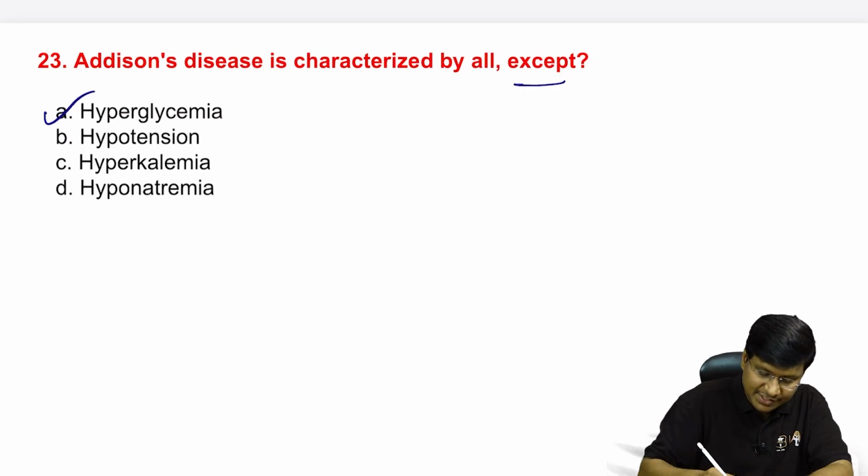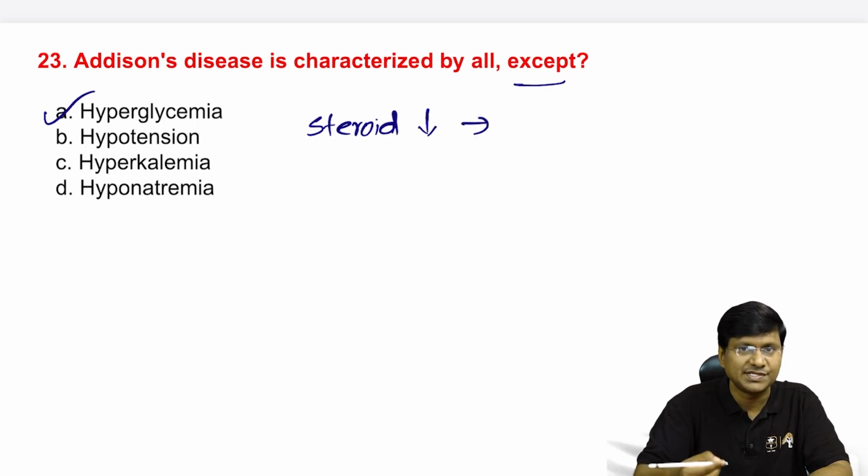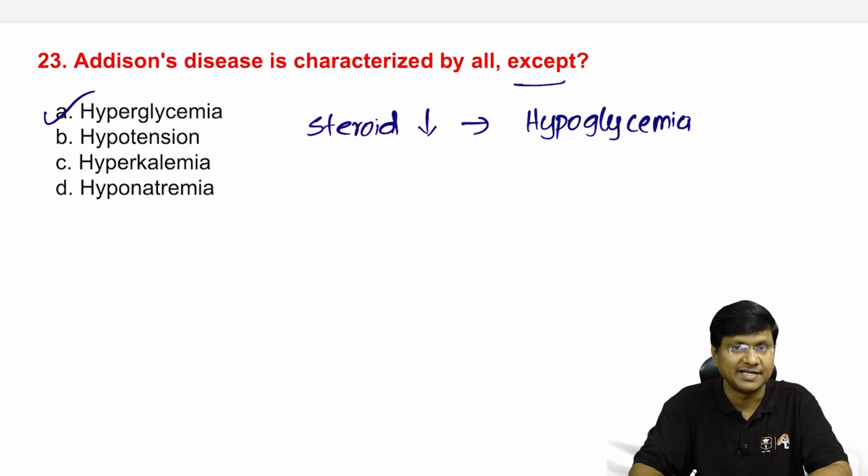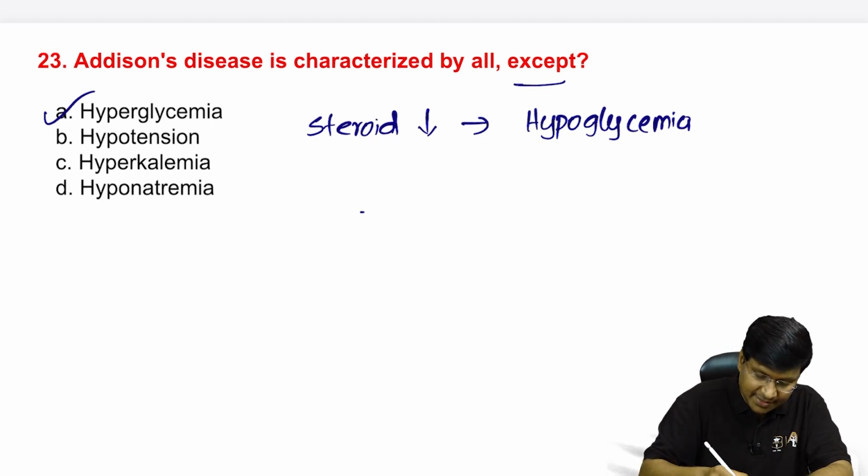Why? Because in case of Addison's, there will be a decrease in steroid levels. As there is a decrease in steroids, gluconeogenesis decreases, and thereby these patients will be having hypoglycemia but not hyperglycemia. And why do they have hypotension?